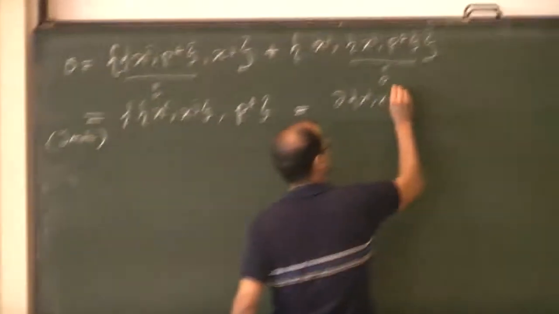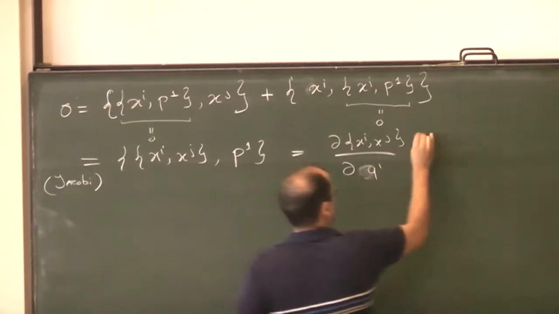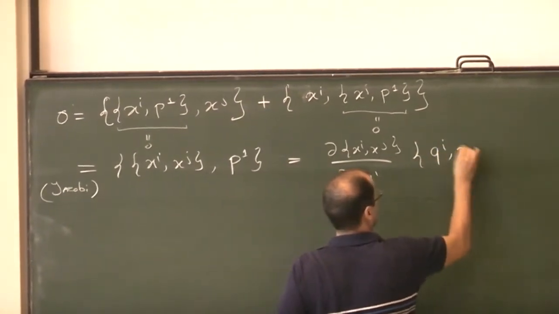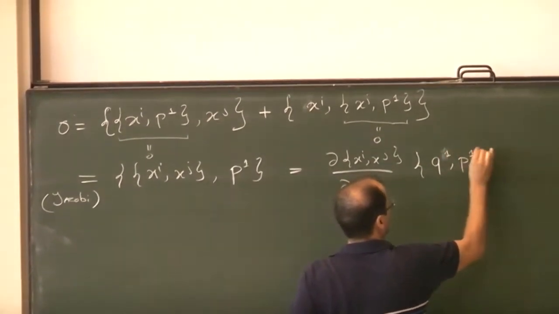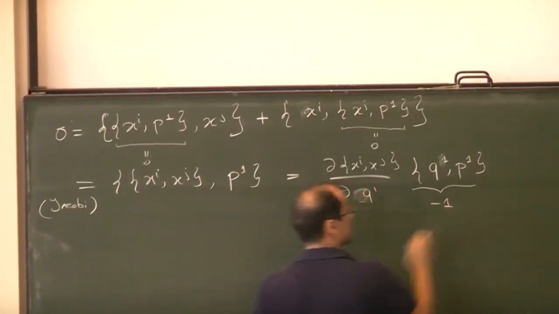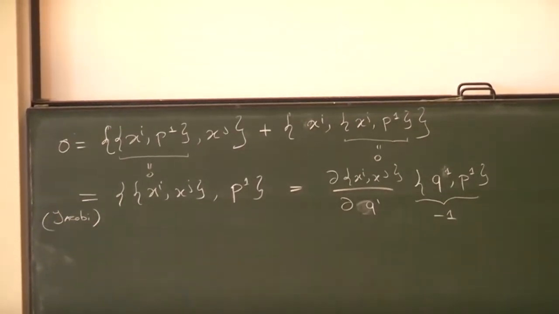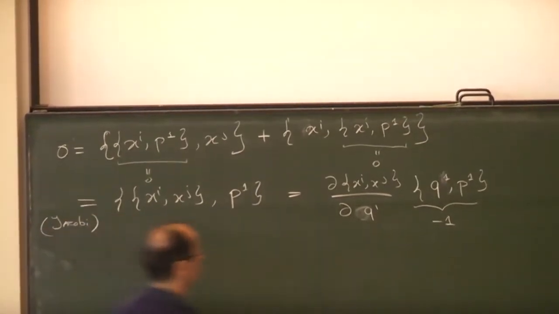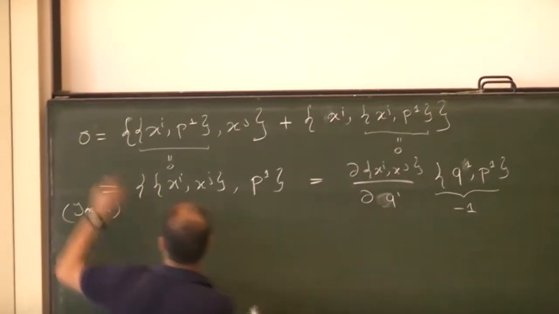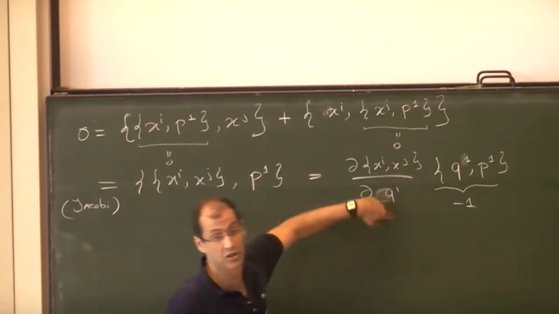So this is the bracket of Q1 with P1, which happens to be minus 1. The bracket of P1 with Q1 was 1. So the bracket of Q1 with P1 is minus 1. So we are saying that 0 is this. So this is 0. So this function that we have here does not depend on Q1.